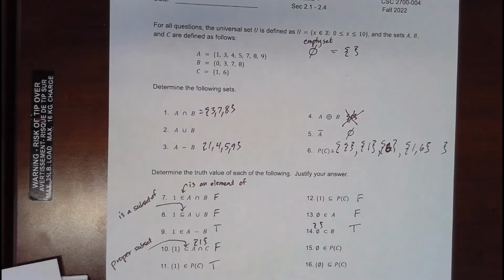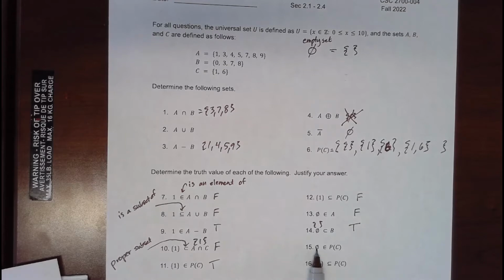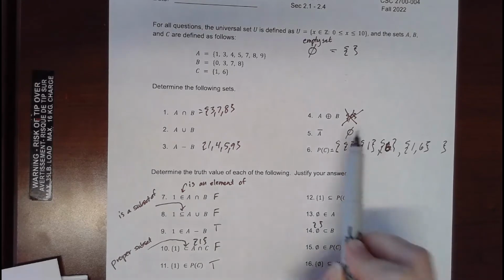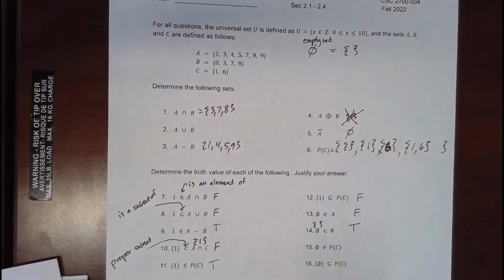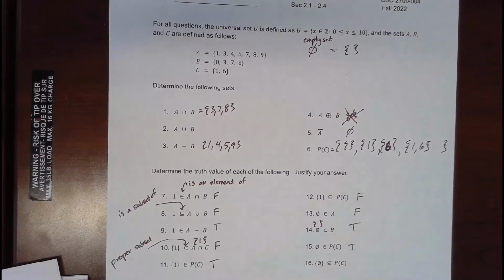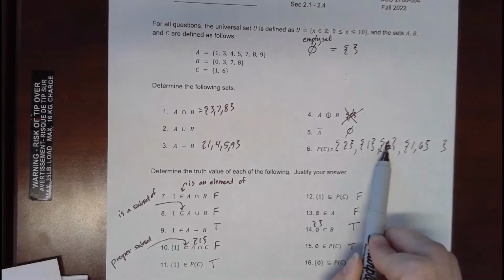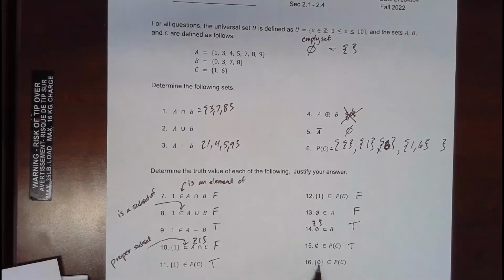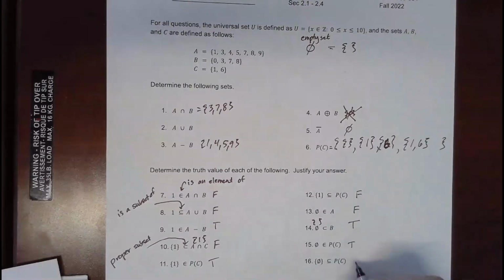Is the empty set an element in the power set of C? I ask, is it one of the 4 elements? Yes, it's that one. So yes, it does appear in there. Is the set containing the empty set a subset of the power set of C? I have to go through this set, and everything that I find in this set, I have to look for it and see if it's in there. There's only one thing in this set, that's the empty set. Is that an element in here? Yes, it is. So this one is also true.